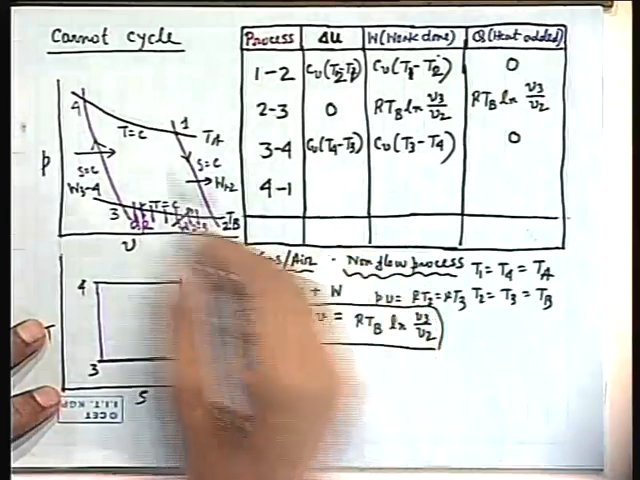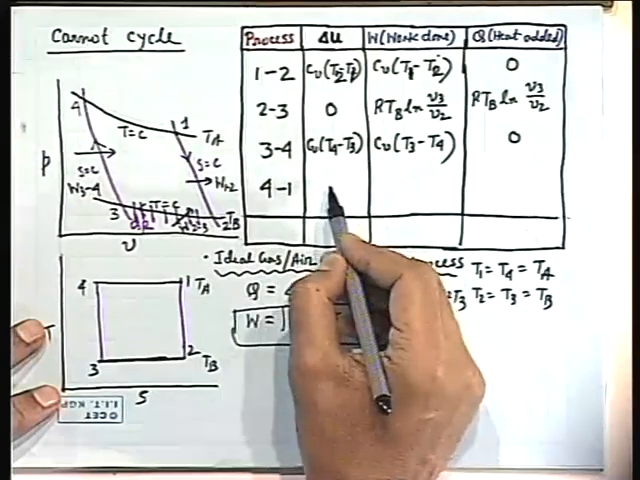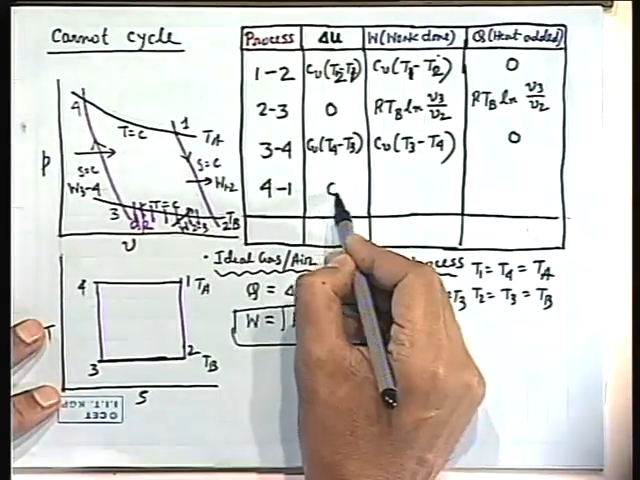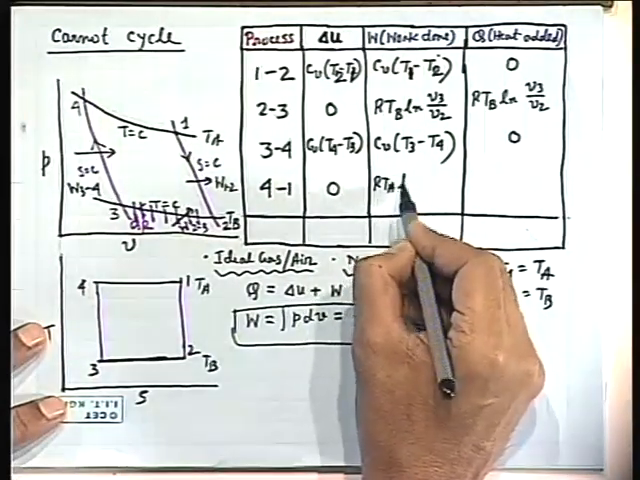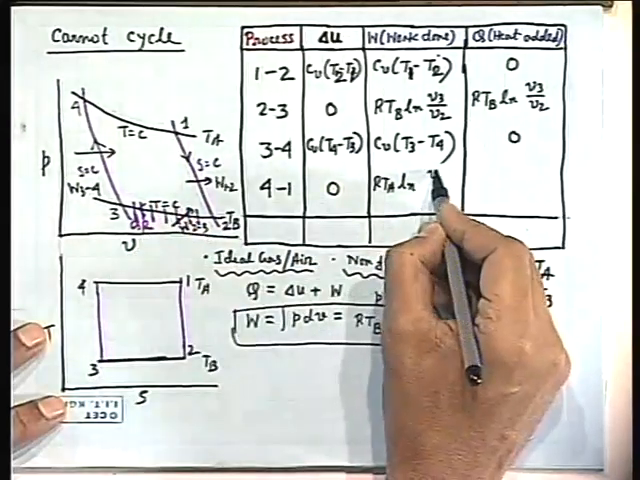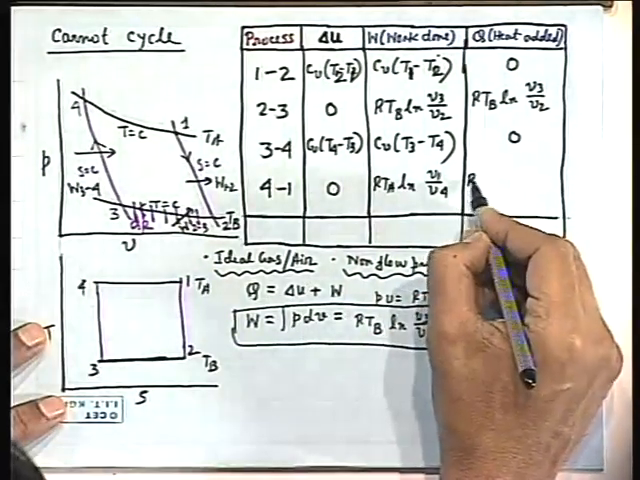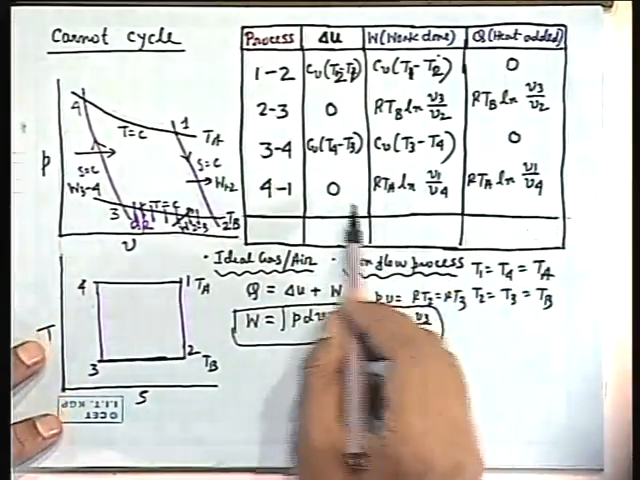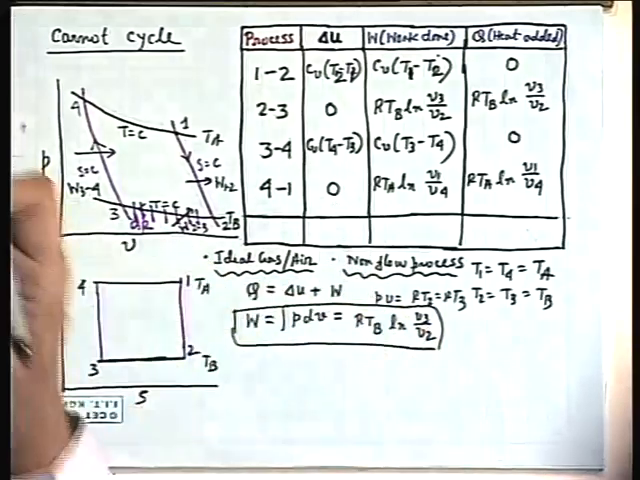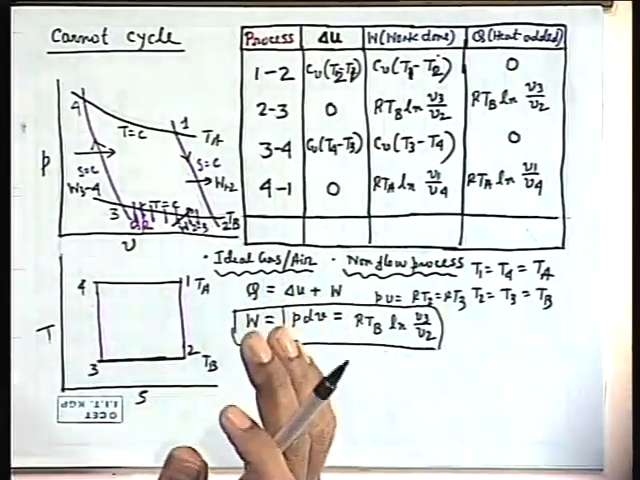Clear? 4-1 process, again, here delta U will be 0. It is synonymous to the 2-3 process. So W is RTA ln of final volume V1 divided by V4. Similar is the thing for the work, because delta U is 0, RTA ln V1 by V4. If you recognize this, there is no internal energy change, just the reverse, it is an expansion. So heat has to be added, because when expanded its temperature is reduced. So for constant temperature, heat has to be added. And if temperature remains constant, internal energy remains constant.